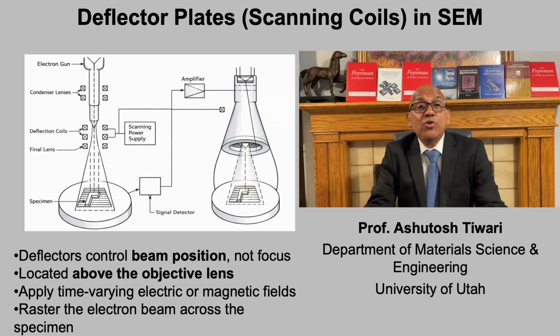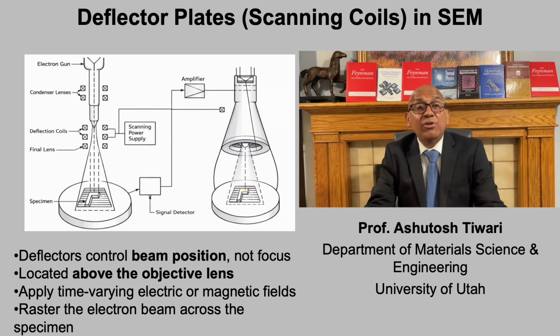After shaping and focusing the electron beam using lenses and apertures, the next essential function in an SEM is to move that focused probe across the specimen surface. This task is performed by the deflector system, often implemented as electromagnetic scanning coils located above the objective lens. The deflectors do not change the beam's focus or size.